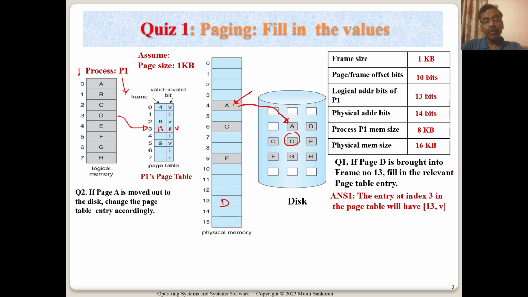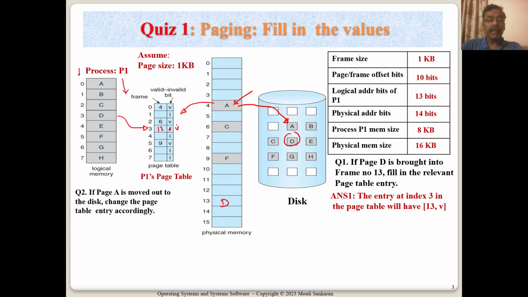So if I am moving this page out for some reason, maybe to bring some other page of some other process or the same process, we need to update the page table entry of whichever process is owning this particular page or frame where the page is being held. And if the dirty bit is set, I need to write it back. If it is not, then I can just replace it with a new entry, but I need to make sure that the page table entry is modified.